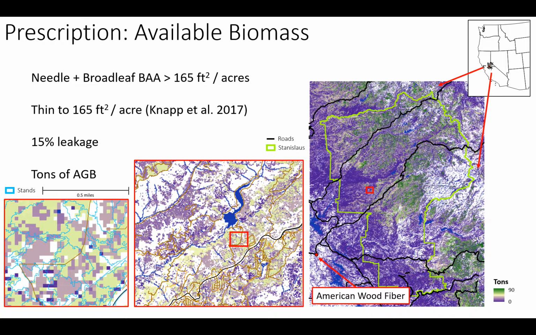In this case, we're going to use a simplified example where we're going to look at all the areas that have more than 165 square feet of basal area, and we're going to thin those areas to 165 square feet, and we're going to estimate that there's 15% leakage in terms of tons. And by using those tools, we can define those types of areas that are depicted here in the middle and left portions of the slide.